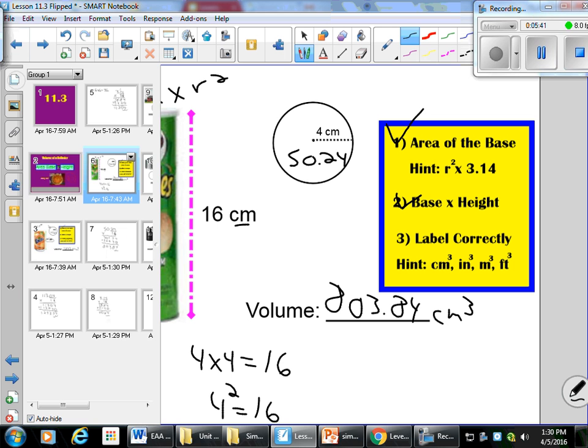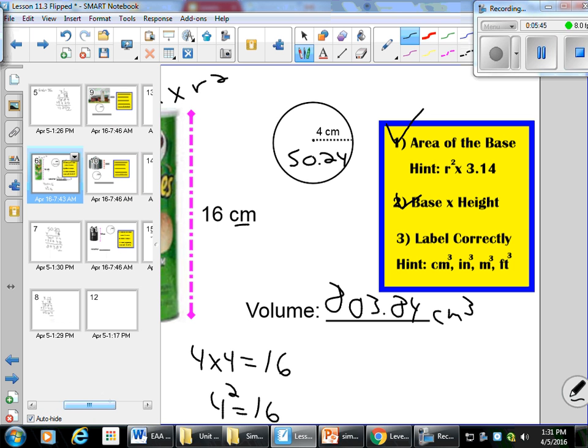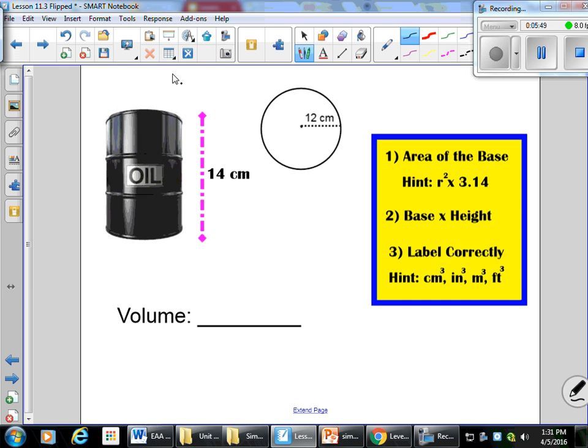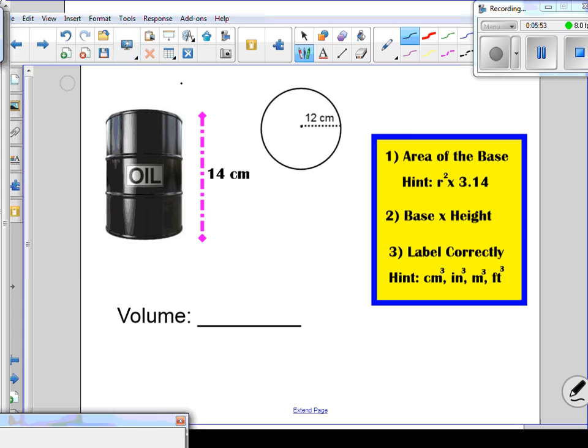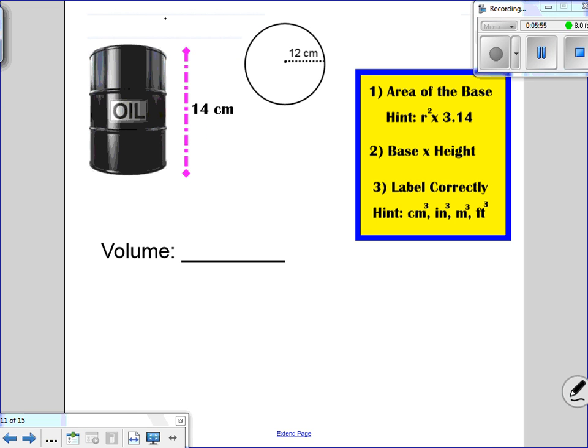I'll do one more problem for you for practice. I'm going to do this one right here. An oil can. Okay, let's take a look. First of all, I have to find the area of the base. Right here is my base. 12 times 12, 12 to the second power, gives me 144.